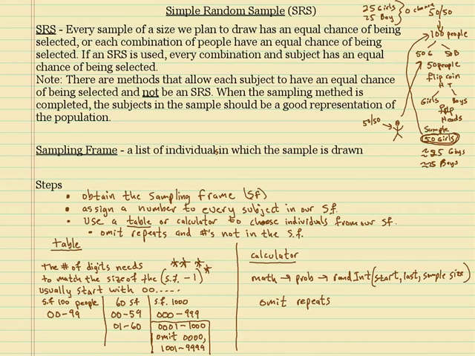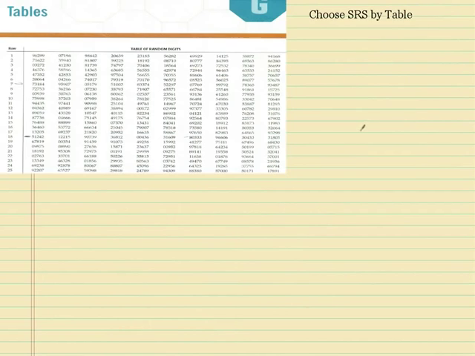Okay, so let's show you an example of what a table would look like and how to choose. Let's say we have 100 people in our sampling frame. I've obtained it, and I have a list of names, so everybody gets a name. Okay, so we want to assign numbers to the subjects.